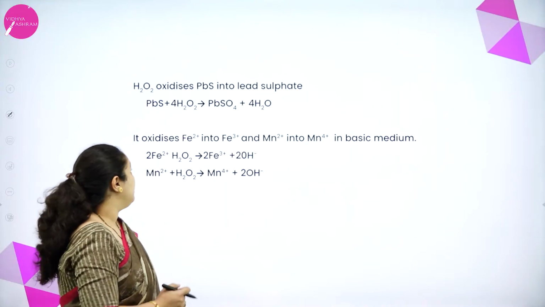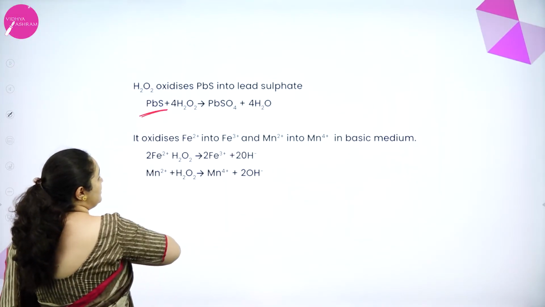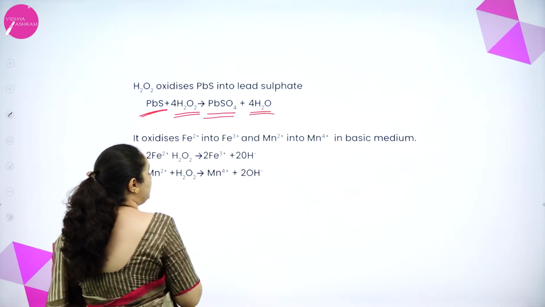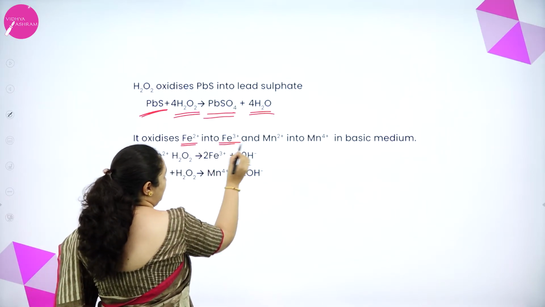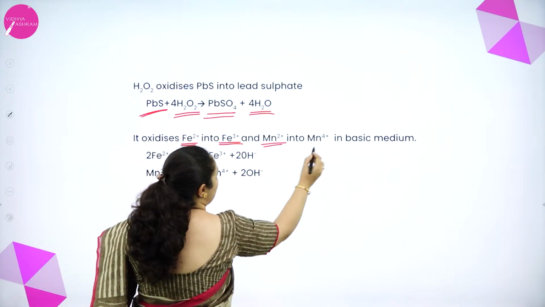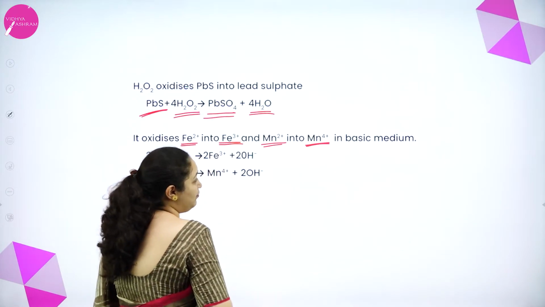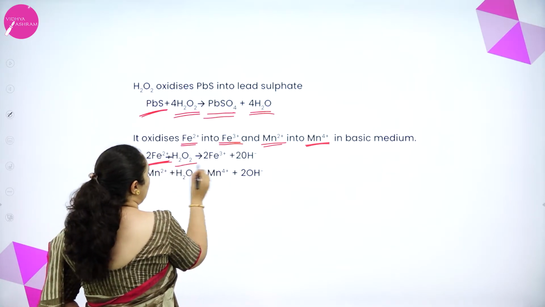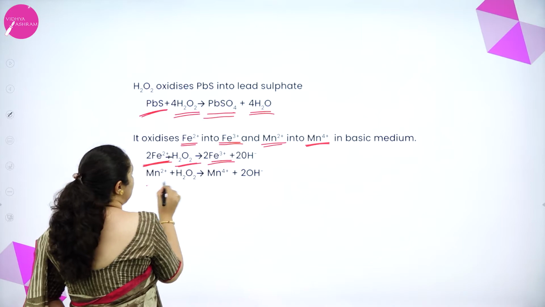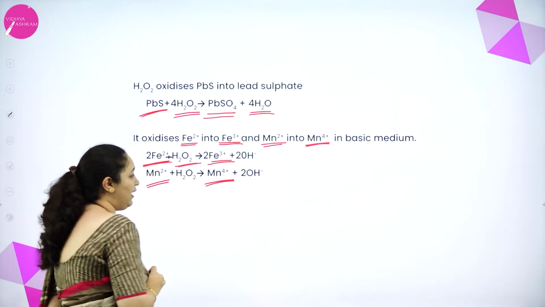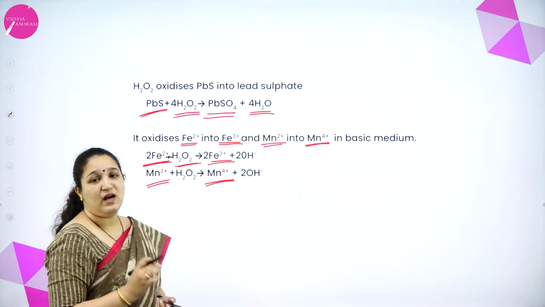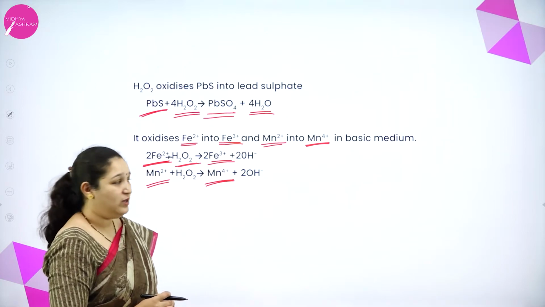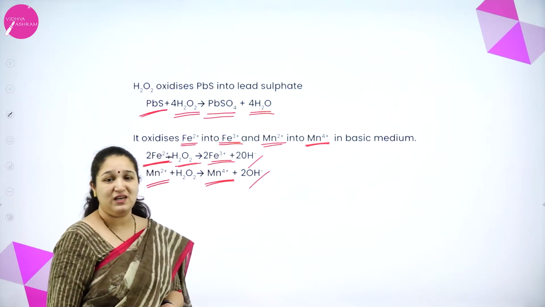Okay. Next, when lead sulfide is treated with hydrogen peroxide, we get lead sulfate and water, or Fe plus 2 ions get converted to Fe plus 3 ions, Mn plus 2 ions get converted to Mn 4 plus ions in basic medium. You can see how ferrous ion with hydrogen peroxide forms ferric ion, as well as Mn plus 2 ions is getting converted to Mn plus 4 ions when it is treated with hydrogen peroxide, and this is in the basic medium. Okay, you can see here OH minus, basic medium.